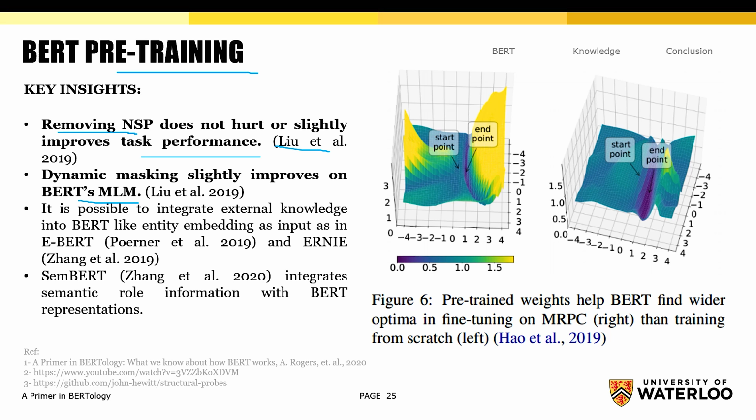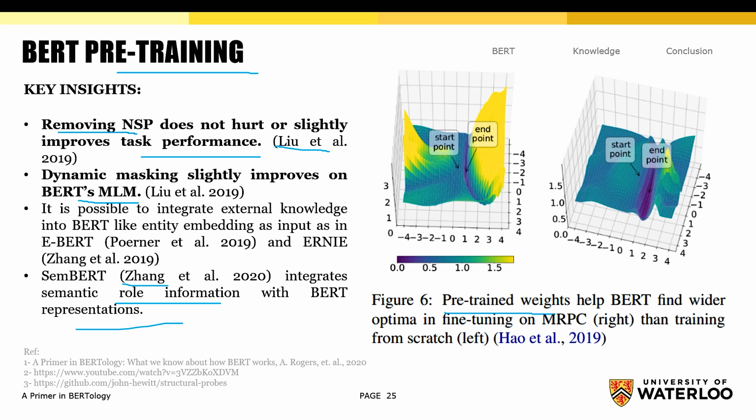But the main question that we might ask here is why we need two-stage training? Why don't we just directly train an end model for one specific task? It seems that these pre-trained weights help BERT to find a wider optimum for fine-tuning, at least on this specific task, than training from scratch, which makes it easier to learn something. It even becomes faster, so you can optimize your objective so much faster.